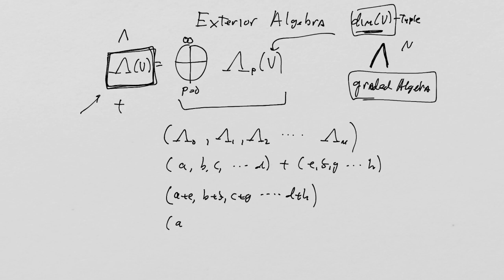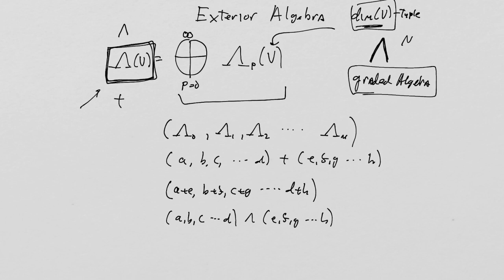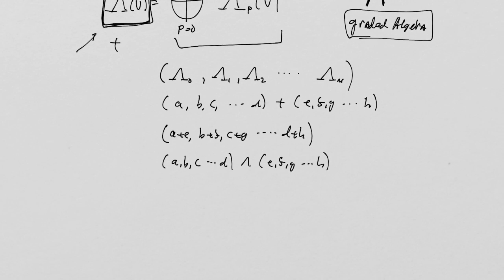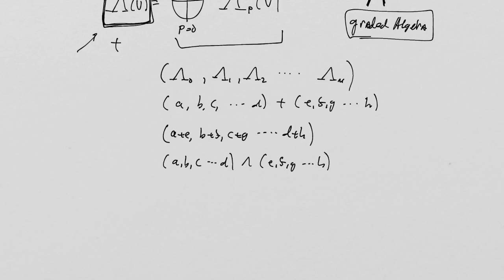So if I have A, B, C, dot, dot, dot, D, wedge, E, F, G, dot, dot, dot, H, like that, I need to be able to do that wedge product. So what is actually happening here? And this leads to a really interesting idea that when you really dig into this, I think it provides a lot of clarity. But before we explain this, let me explain something else, because I think it'll help illuminate how this wedge product works in the exterior algebra.